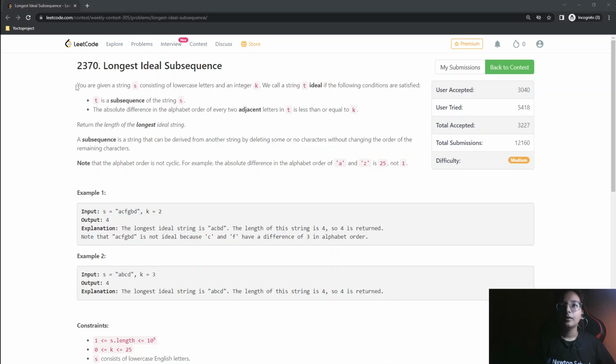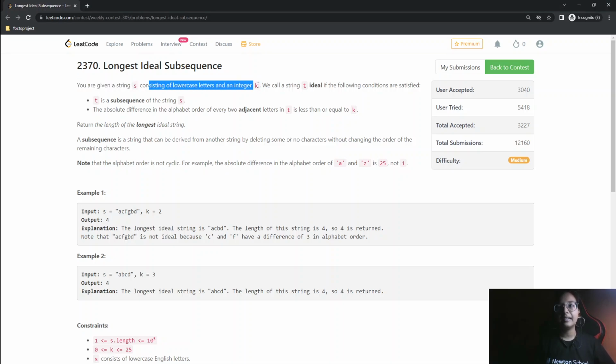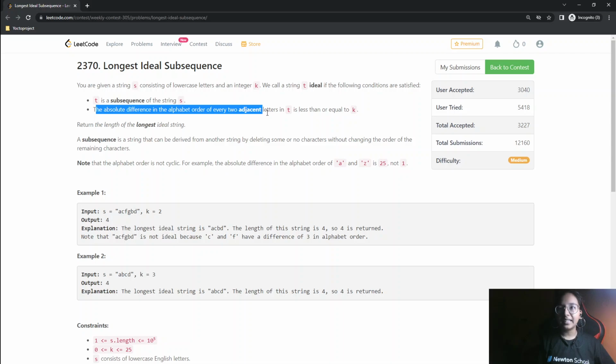Here you are given a string S consisting of lowercase letters and an integer k. We call a string T ideal if the conditions are that T is a subsequence of string S, and the absolute difference in the alphabet order of every two adjacent letters in T is less than or equal to k.